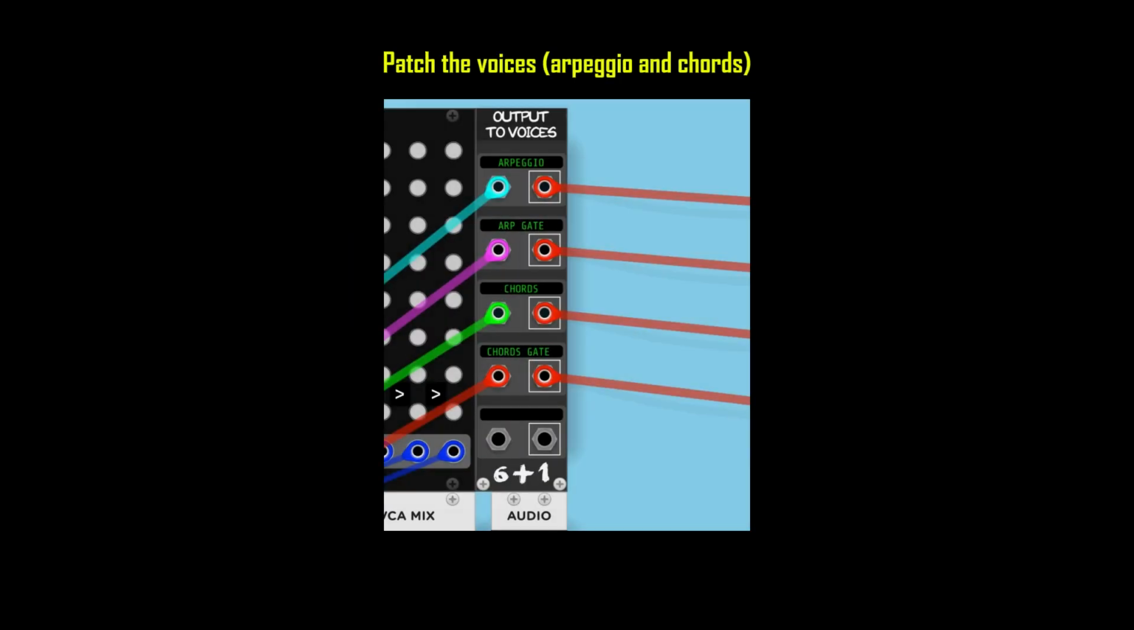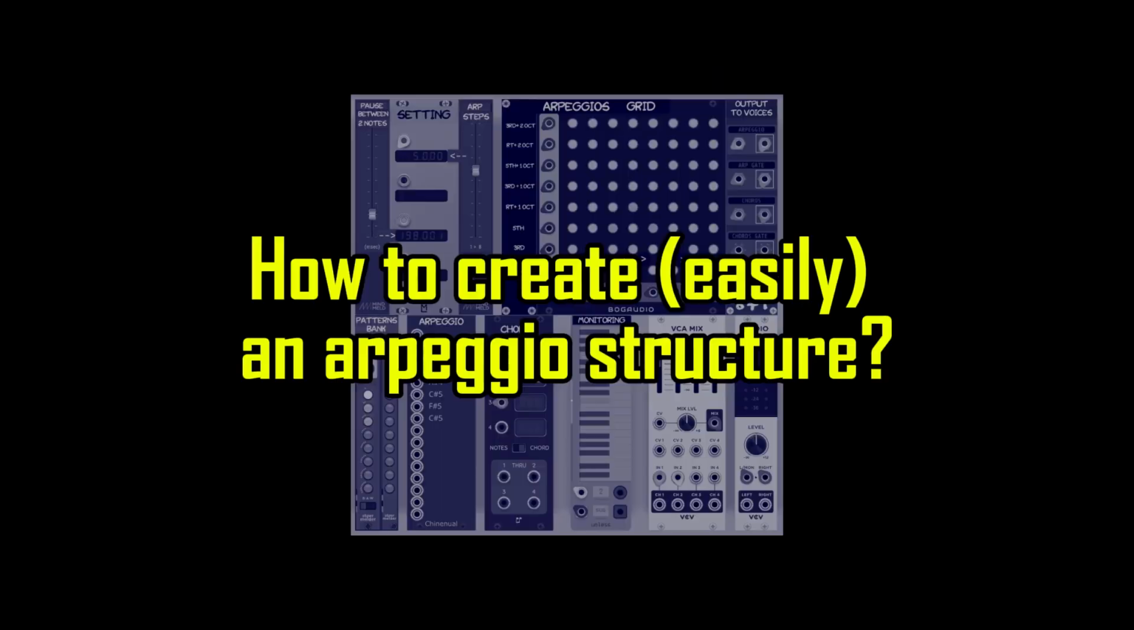On this subject, it should now be noted that a Through module, from the 6+1 collection, provides two outputs to which the volt per octave inputs of the synthesizer voices chosen for the arpeggiated notes and chords will be patched. Similarly, two outputs can be patched to the gate inputs controlling the envelopes of these two voices.